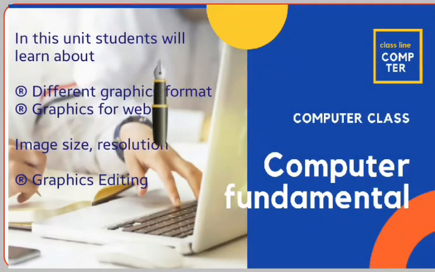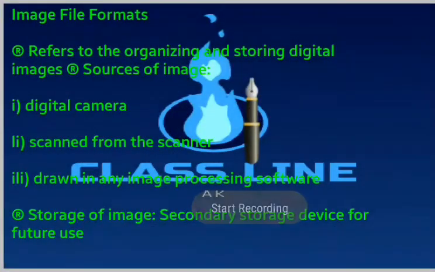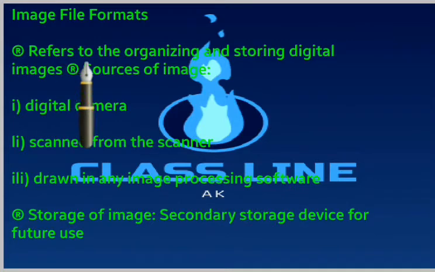In this unit, you will be learning about different graphic formats, graphics for web, image size and resolution, and graphics editing. Image file format refers to organizing and storing digital images. Some sources of images are a digital camera, an image scanned from a scanner, and an image drawn in any image processing software. We can store our image or any types of file in a secondary storage device like a pen drive and hard disk for future use.